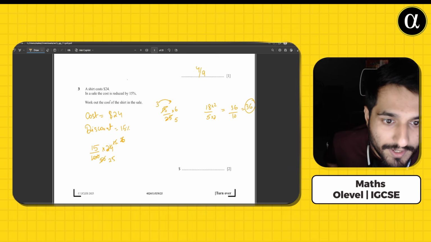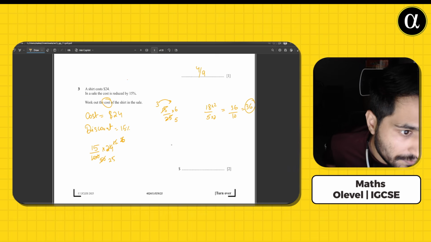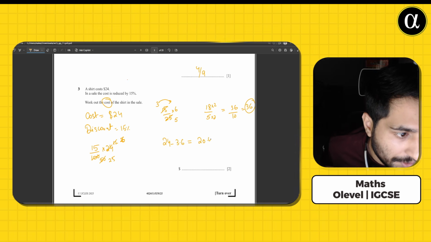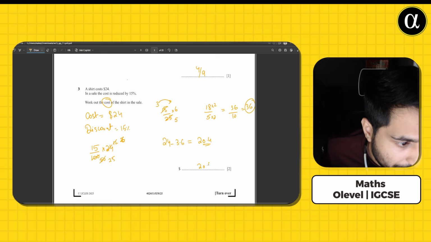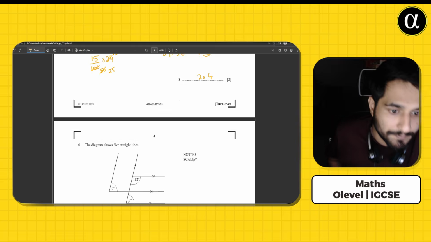But we're supposed to find the cost after the sale. So it's going to be 24 minus 3.6. Hence it's going to be $20.4. Here we go. Let's move on to the next part.